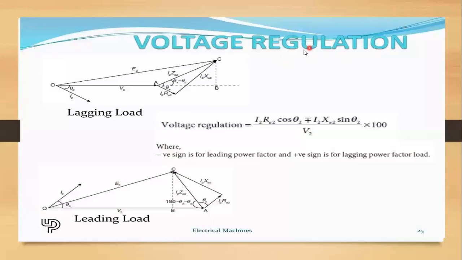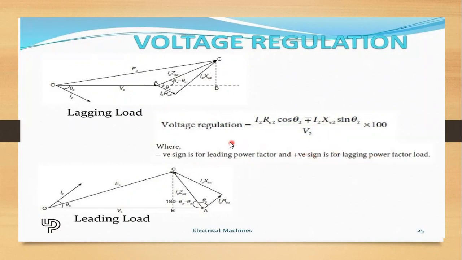Voltage regulation, by using the phasor diagram. This is called lagging load and this is called leading load. So here voltage regulation is equal to I2 Re2 cos φ2 plus or minus I2 Xe2 sin φ2, divided by V2, into 100. This is called voltage regulation. Here the negative sign is for leading power factor and the positive sign is for lagging power factor.